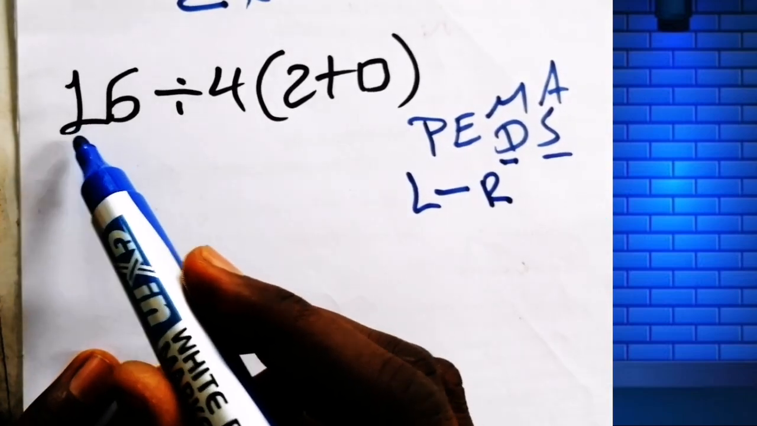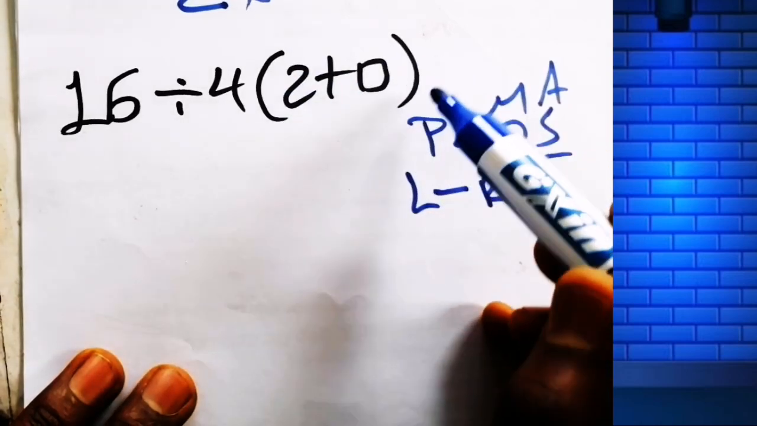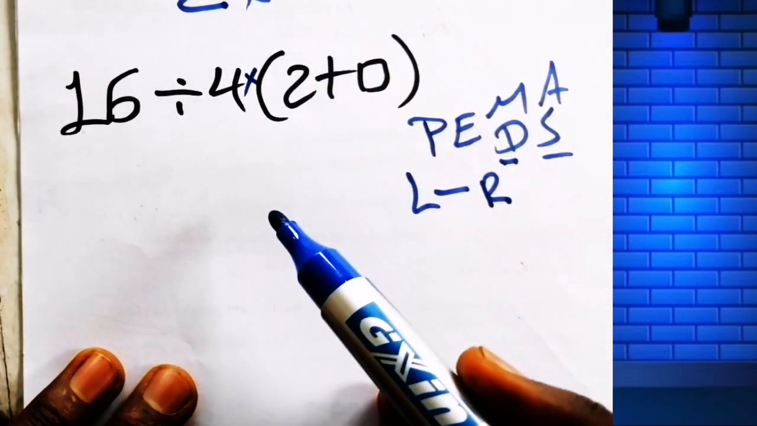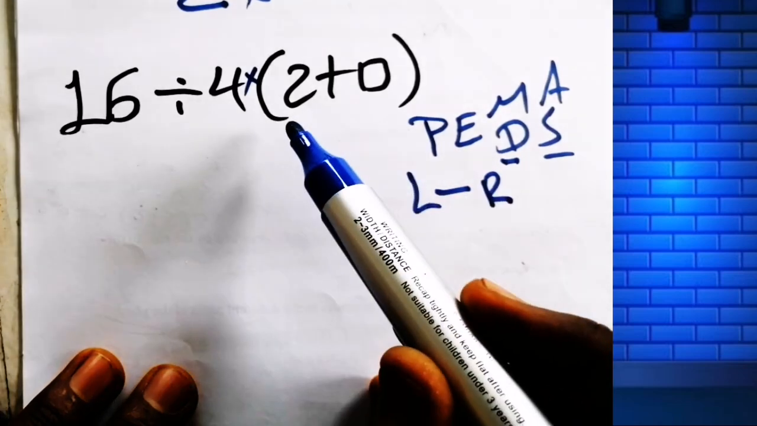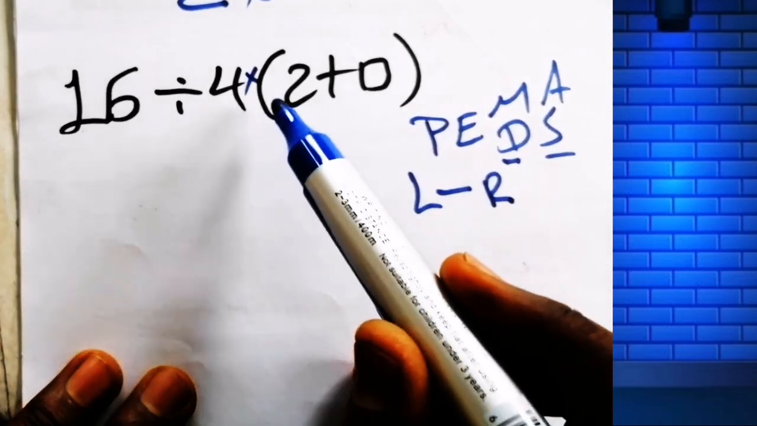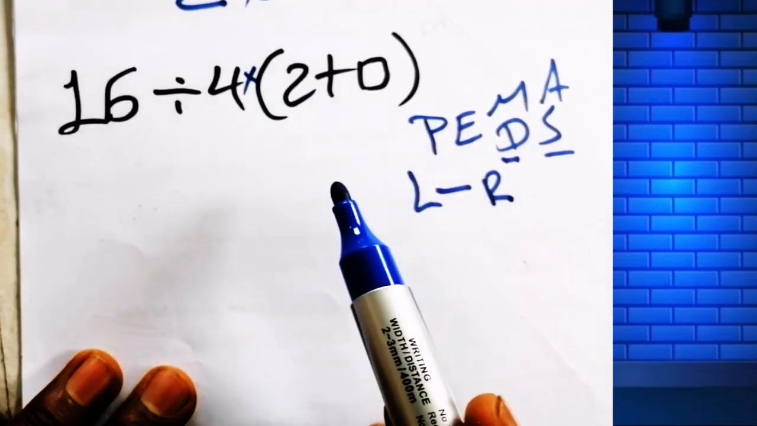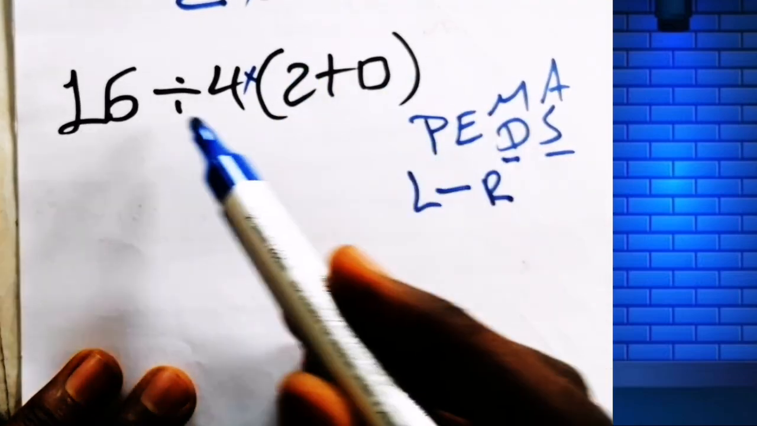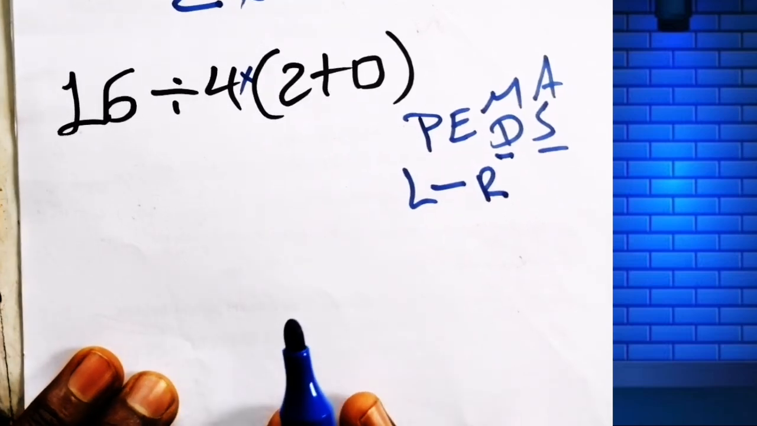In this expression there is one division here, and inside the parentheses there is one addition, and one multiplication here. So we have to first do this parenthesis, next this division, and finally this multiplication. Okay, if we do this multiplication before this parenthesis or before this division, this is wrong.